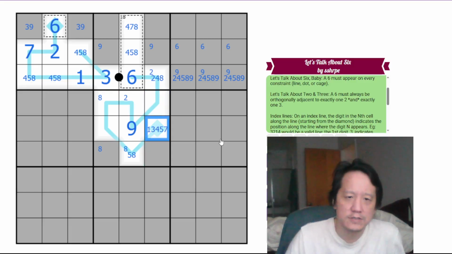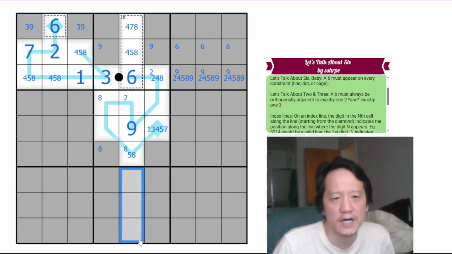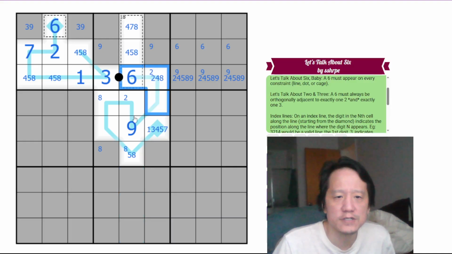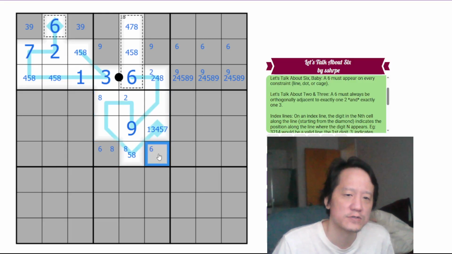Let's see. The rest of column 5. Well, where is the 6 actually? The 6, we already have a 6 on this index line. So 6 cannot be here. So 6 in box 5 has to be one of these two cells. Interesting. 2, interestingly enough, cannot be any of these two.